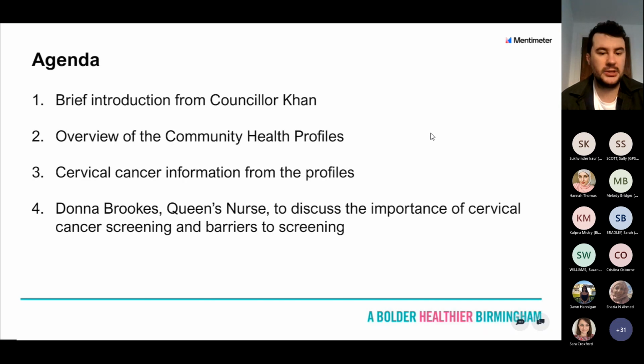I'm then going to pick some of the cervical cancer information from the profiles, and then Donna is going to kindly come in and discuss the importance of cervical cancer screening and barriers to screening. Donna is a Queen's nurse, and she does lecturing for BCU. It's really good that we've joined up with her, and thank you very much, Donna, for joining with us.